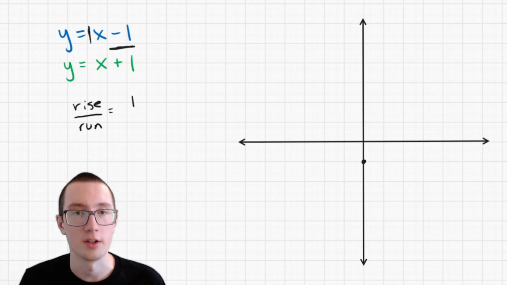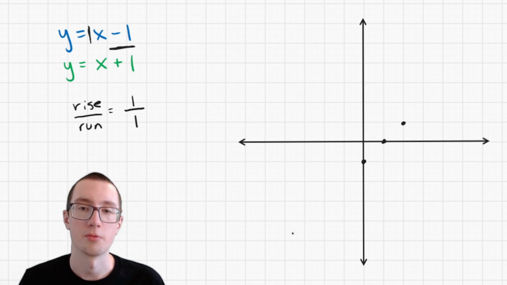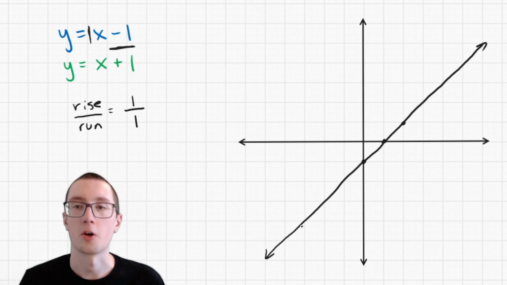So our rise is going to be 1. And because there is no number under this, then it's just over 1. So our rise and run are both going to be 1. So we're going to rise 1 and run 1. And we can do that again if we wanted, rise 1, run 1. And now we can draw a line in between these. So let's try to do that. So there we go. We have our line of y equals x minus 1.